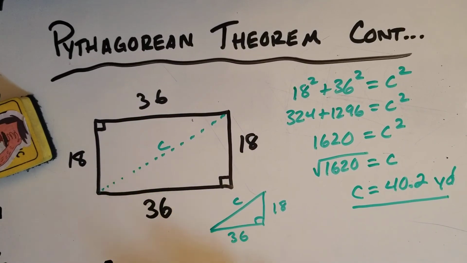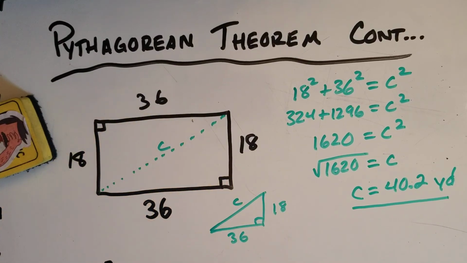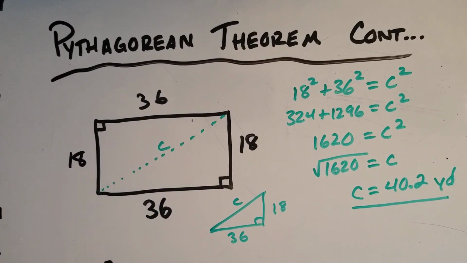A lot of the time with these type of problems, drawing a picture really helps, because that'll tell you if you have the legs or if you have the hypotenuse and what you're looking for. You need to identify where the right triangle is.